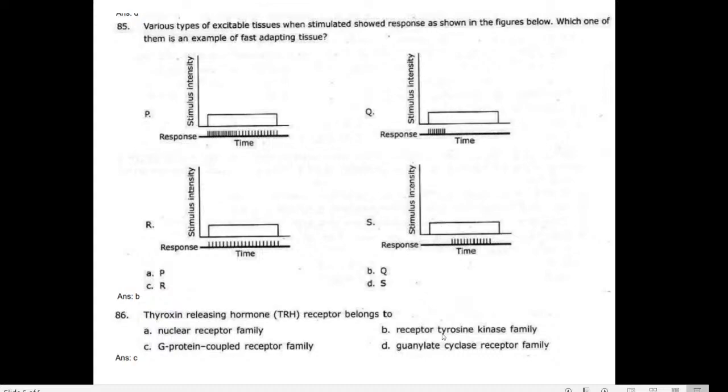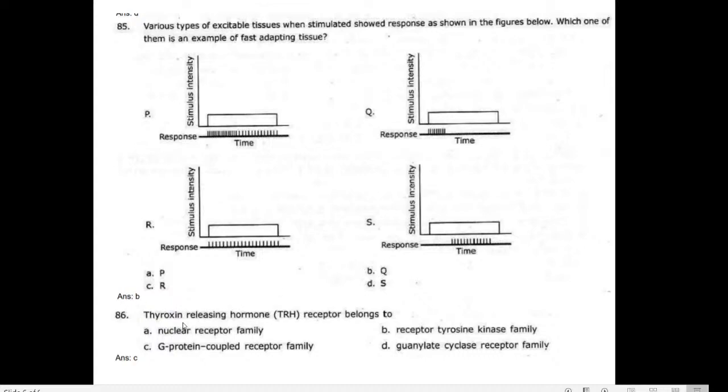As per the statement, various excitable tissues when stimulated showed responses as shown in the figure. Which one is an example of a fast adapting tissue? So Q is the fast adapting tissue. That is Q here. The answer is B.